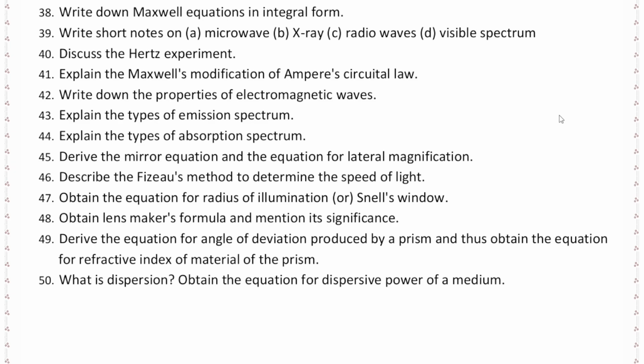47th question. Obtain the equation for radius of illumination or Snell's window. 48th question. Obtain Lensmaker's formula and mention its significance. 49th question. Derive the expression for angle of deviation produced by a prism and thus obtain the equation for refractive index of material of the prism.